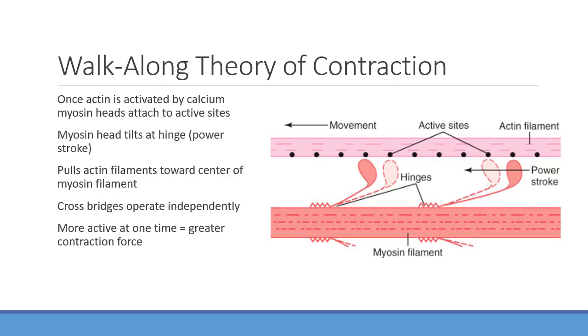So for instance, if I have more ATP available, that can make this process work more forcefully. If I have more calcium around to uncover more of those active sites, that will also make it work more effectively as well, right? So the more of them that are active, the greater the force of contraction, the stronger it is.